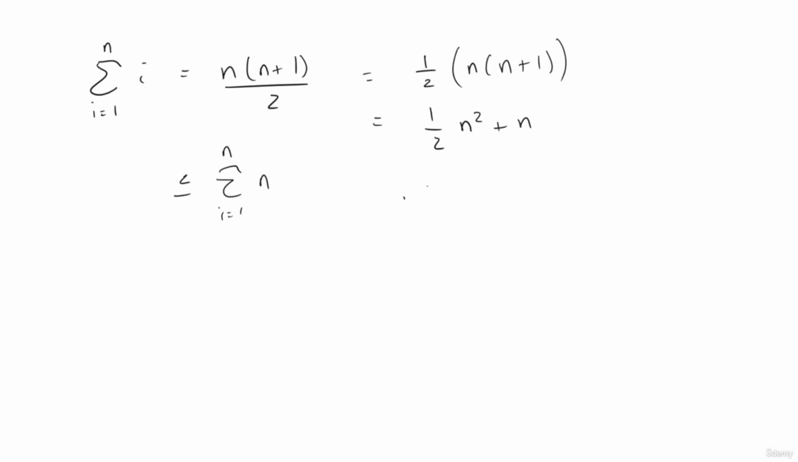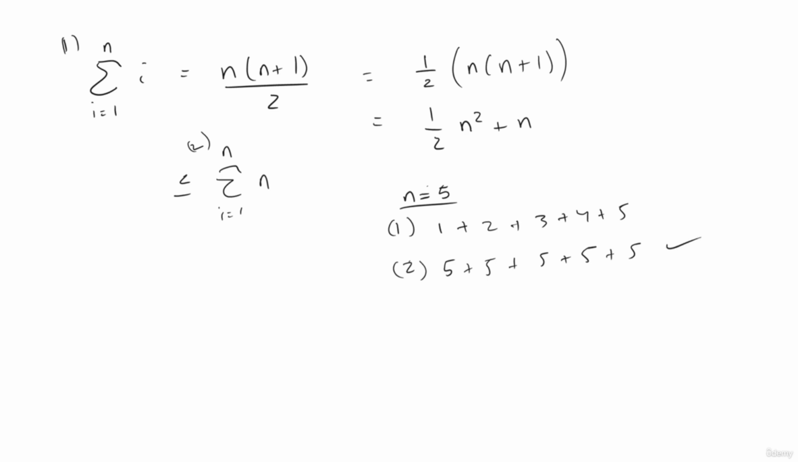And so if we had n equals 5, in our first case, number 1, we're going to have 1 plus 2 plus 3 plus 4 plus 5. In the second case, number 2, the sum from i equals 1 to n of n, it's going to be 5 plus 5 plus 5 plus 5 plus 5. And this one right here is for sure going to be bigger. And so we could easily say, without a doubt, that for any n this is going to be bigger than this.